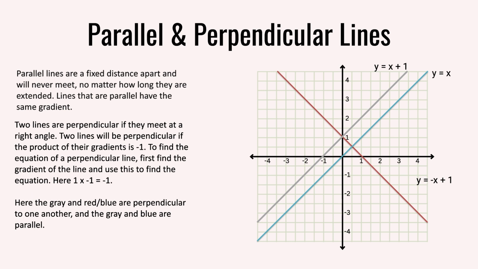To find the equation of a perpendicular line, first find the gradient of the line and use this to find the equation. So in our example, y equals x plus 1 and y equals minus x plus 1, we have 1x and minus x. So we have 1 times -1, and this equals -1. So this means our red and our grey line are perpendicular to one another. It also means our red and our blue line are perpendicular to each other. But our grey and our blue are parallel.